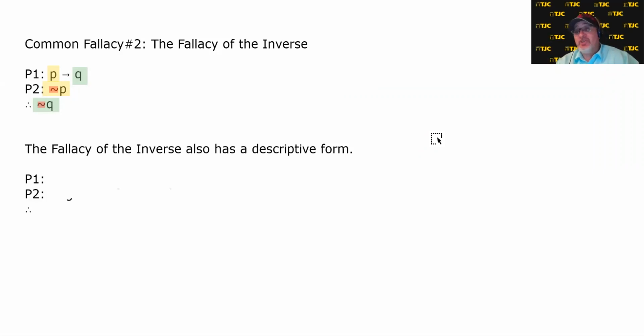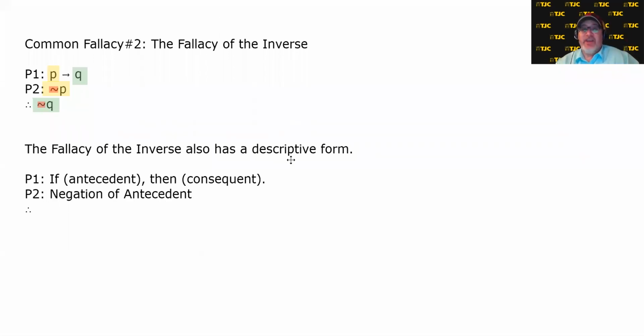The fallacy of the inverse also has a descriptive form. Shouldn't surprise you, every form prior to this has had one as well. That descriptive form looks something like this. We start with a conditional, if an antecedent, then a consequent, but the second premise is the negation of the antecedent, and the conclusion is the negation of the consequent. Has the exact same structure as the symbolic representation. Antecedent here, except it's the negation of the antecedent. And then the consequent from the first premise is almost the conclusion of the argument, except it's the negation of that consequent.